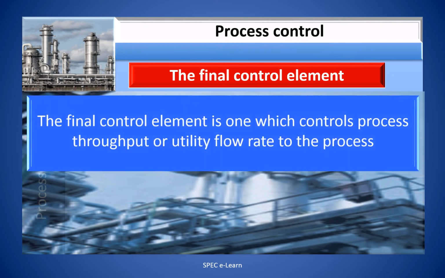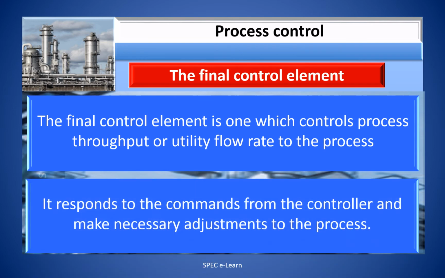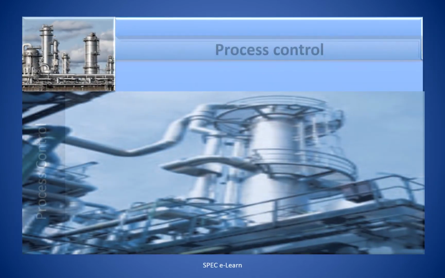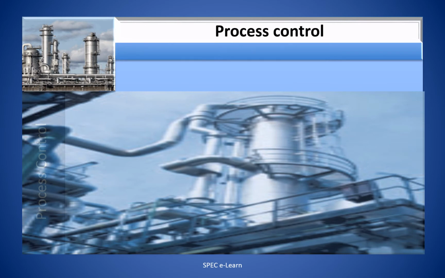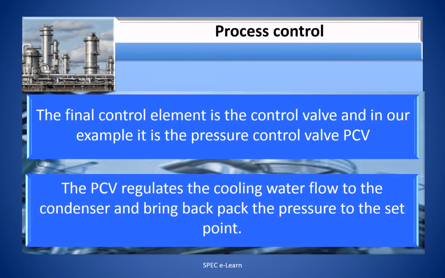What is the final control element? The final control element is one which controls the process throughput or utility flow rate to the process. It responds to the commands from the controller and makes necessary adjustments. The final control element is the control valve, and in our example, it is a pressure control valve, PCV. The PCV regulates the cooling water flow to the condenser and brings back the pressure to the set point.